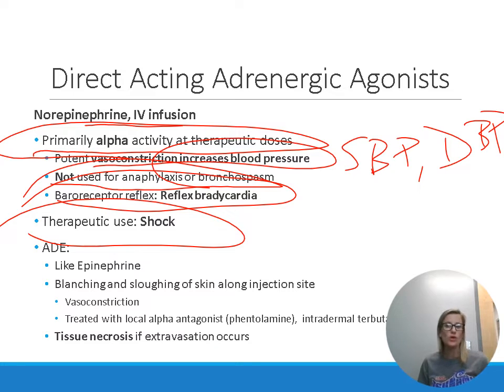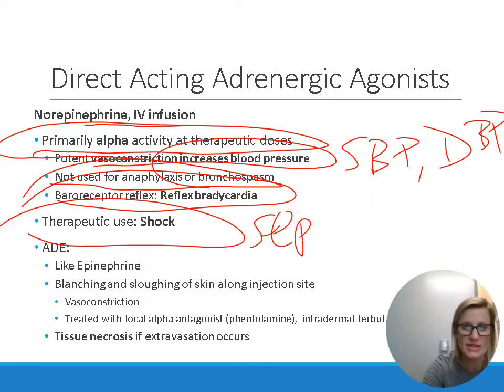The reason that this is so effective is because it increases the total peripheral resistance and then increases blood pressure. So the problem is blood pressure went down. Well, we'll give norepinephrine and blood pressure will go back up. There's all different types of shock that this can be used for. It can be used for septic shock. This is what happens when somebody has sepsis, when they have an infection in the blood.